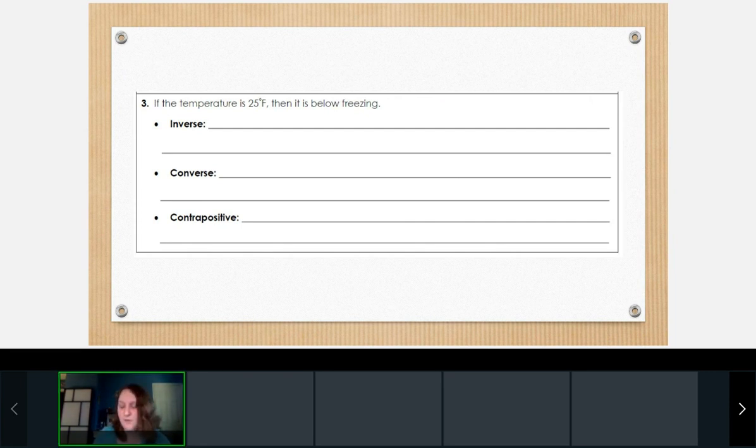So first, let's identify our P and our Q. P is the temperature is 25. Then it is below freezing would be my Q. So not P is the temperature is not 25. And not Q is the temperature is not below freezing. I like to write my symbols out here. Not P, then not Q. Q, then P. And this one is not Q, then not P. There we go.